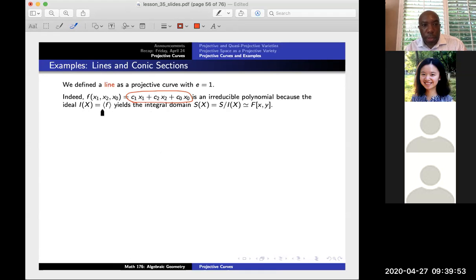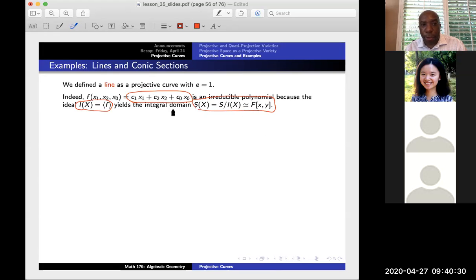So this is an irreducible polynomial, but there's another way you can see this if you don't feel comfortable with that. Take a look at this ideal. If I modded out my polynomial ring with this ideal, then I actually have a polynomial ring in two variables. The rough idea here is that if I have this linear polynomial, at least one of the coefficients here does not equal 0. Let's say C0 does not equal 0. So in some sense, I can solve for the other ones in terms of the first one. And so now I have a polynomial ring in two variables.